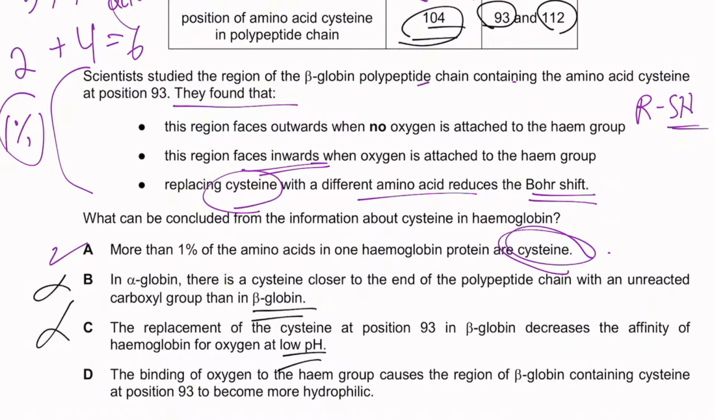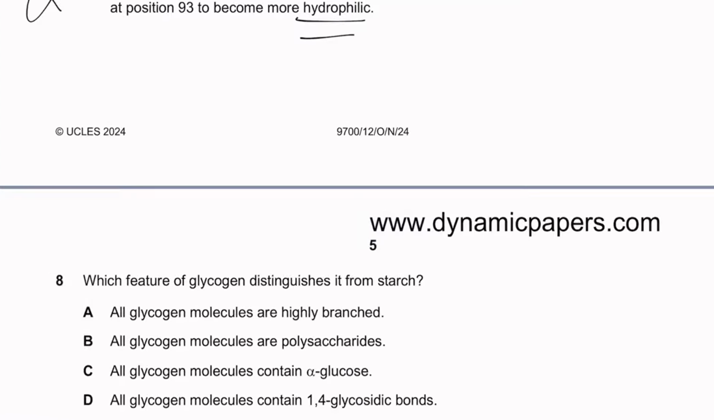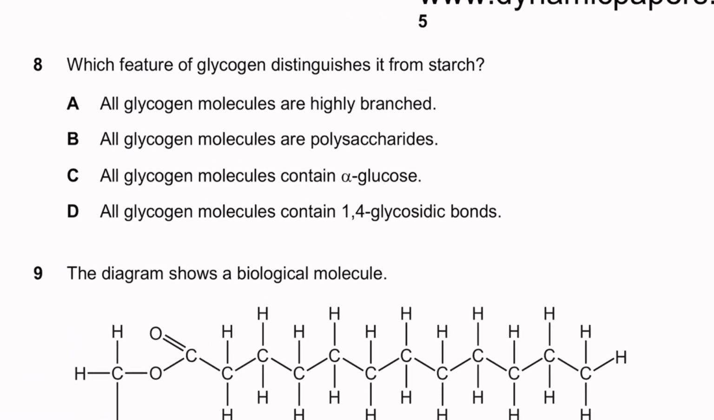The binding of oxygen to the heme group causes the region of beta globin containing cysteine at position 93 to become more hydrophilic. Now, he said here that the region faces inwards when oxygen is attached to the heme group. So I don't think it's becoming more hydrophilic, because if it faces inwards, this means that it's running away from the water, which is outwards. And so I don't think it's becoming more hydrophilic. I think it's A.